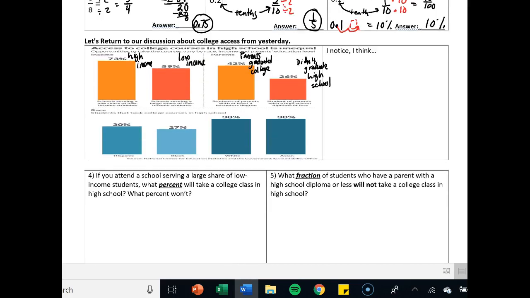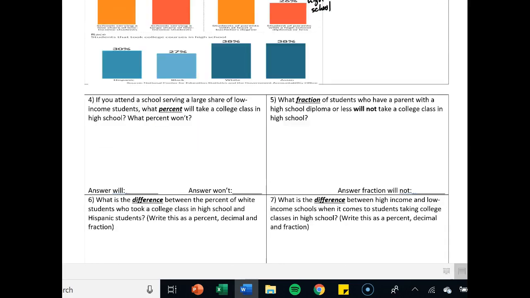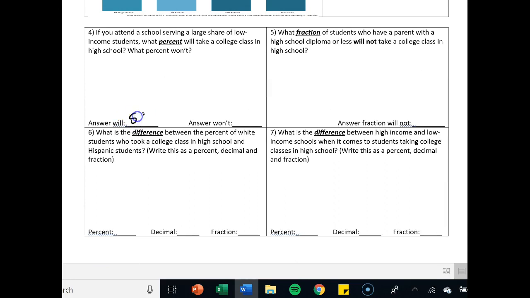Well, that's easy. Let's just read the graph. It says 59%, so 59% will. To figure out what percent won't, you're simply going to say, hey, percentages have to add up to 100%. So I'll just do 100 minus 59%, and I figure out that 41% won't be able to take it.